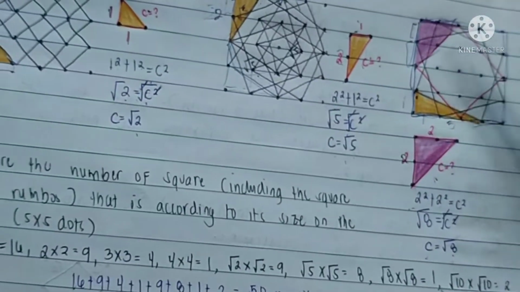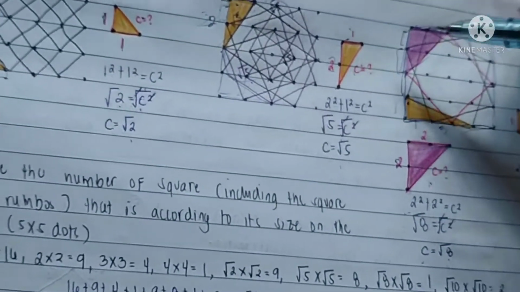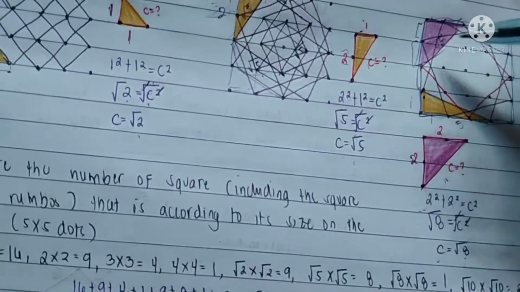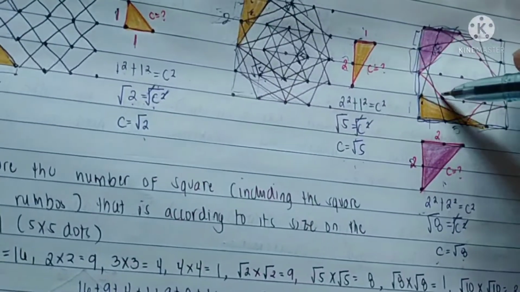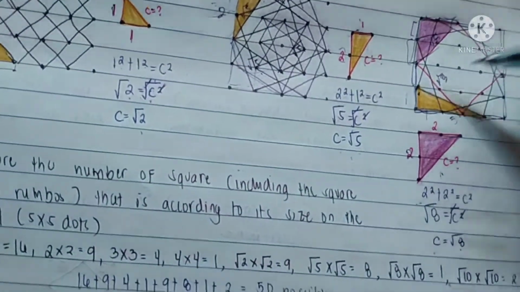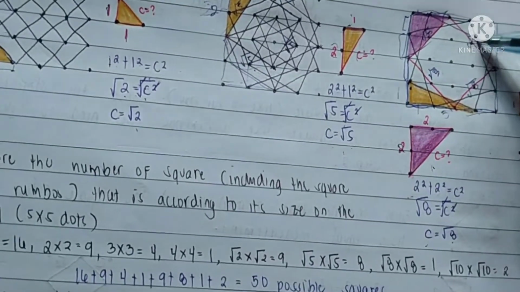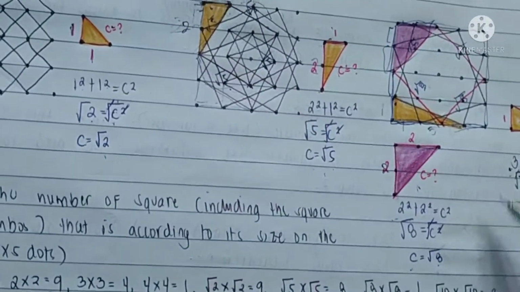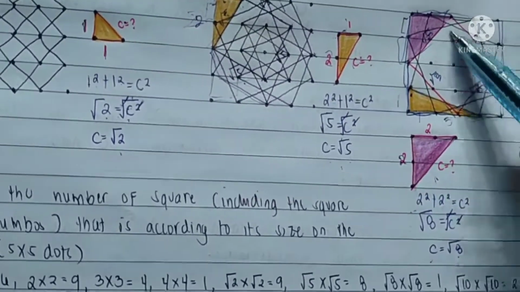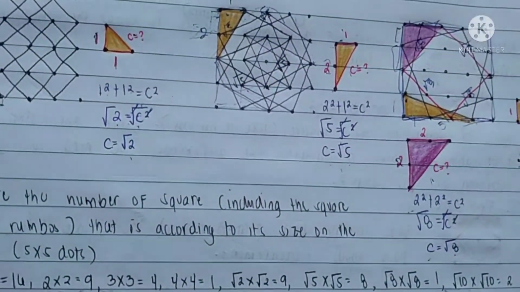So, eto, square root of 8. Same din size nito, so square root of 8 din to. So, same din size nito, square root of 8, square root of 8. So, yung size ng square na to na nabuo is square root of 8 by square root of 8.